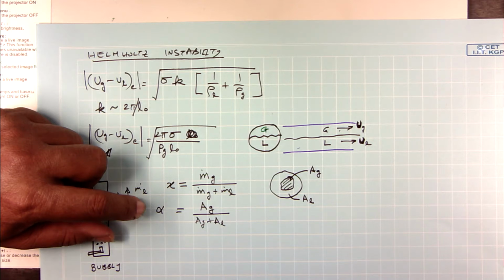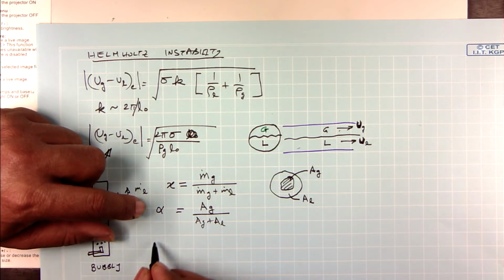Now, there are a couple of other terminologies that one has to look at, and those are what are known as mass average velocities.